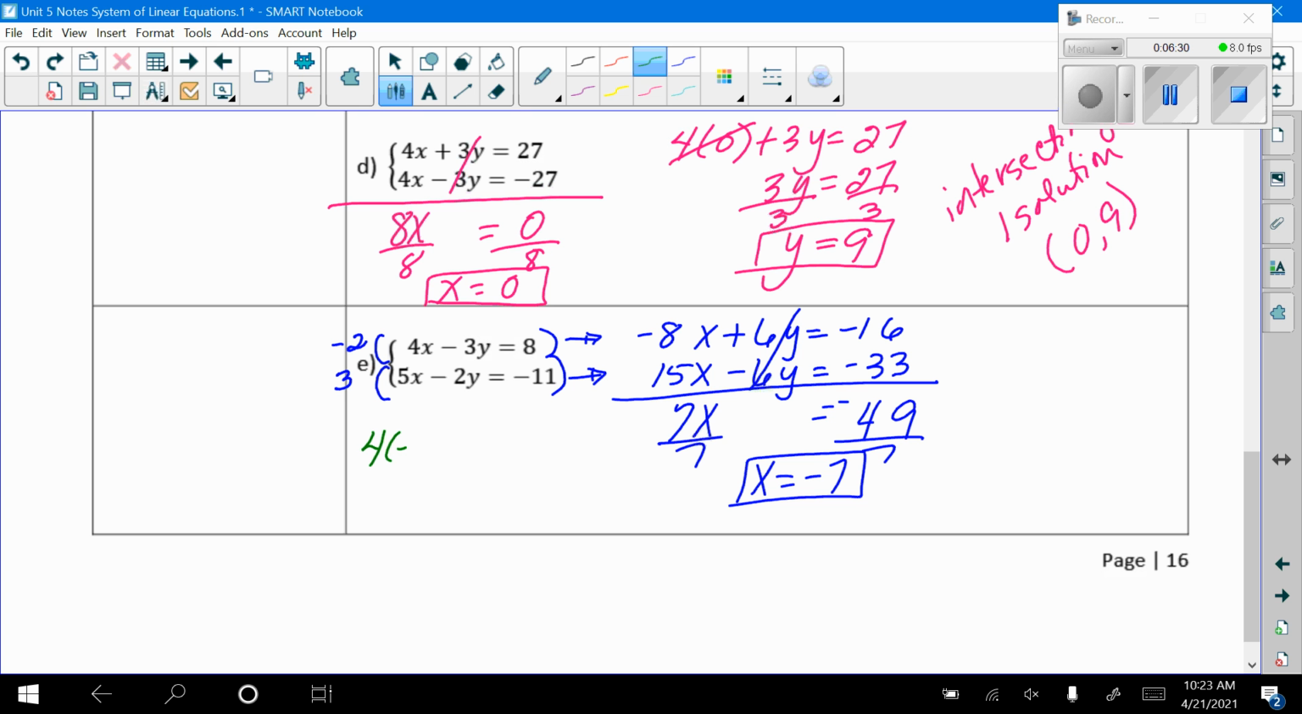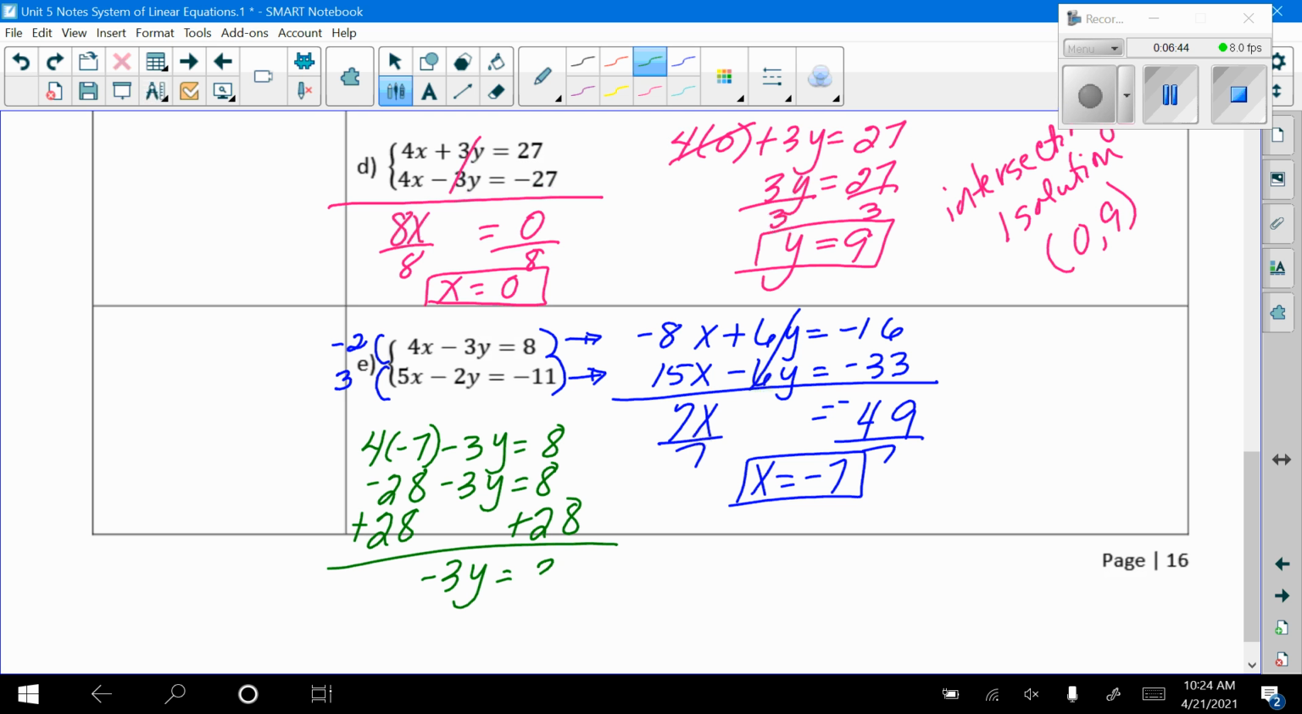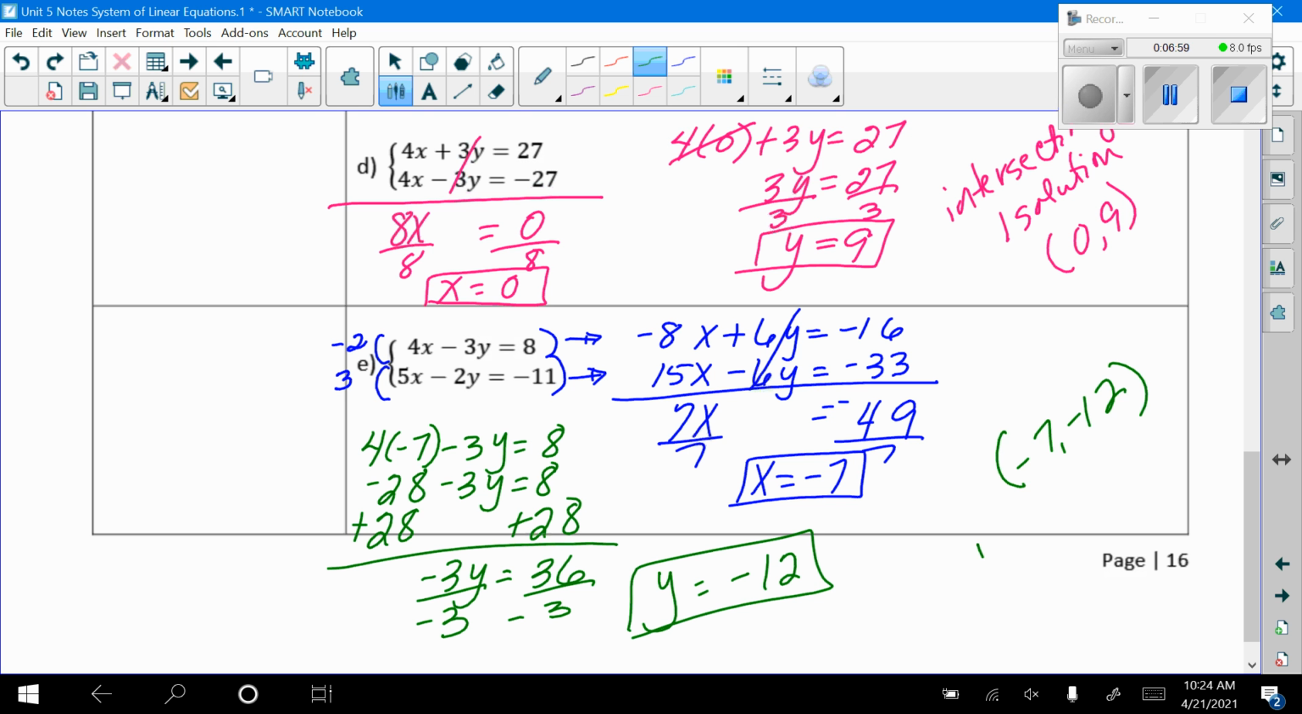So 4 times -7 minus 3y equals 8. -28 minus 3y equals 8. Add 28 to both sides, so I end up with -3y equals 36. Divide by -3 on each side. Y is equal to -12. That's one solution, so I'm going to end up with -7, -12. One solution, meaning they're intersecting lines.